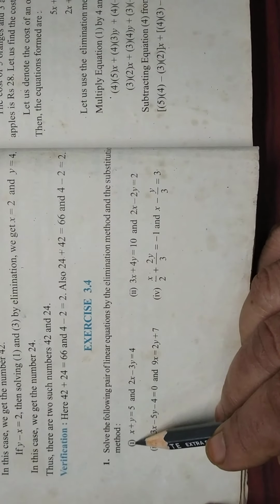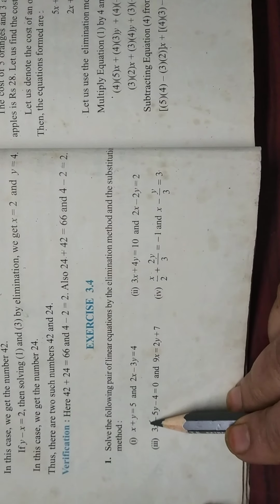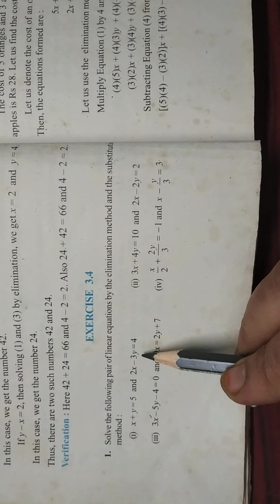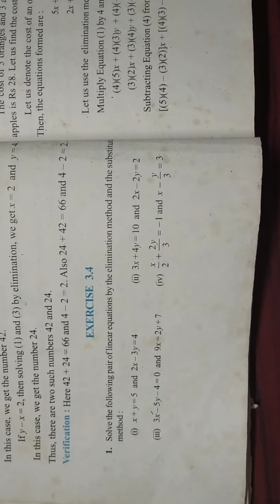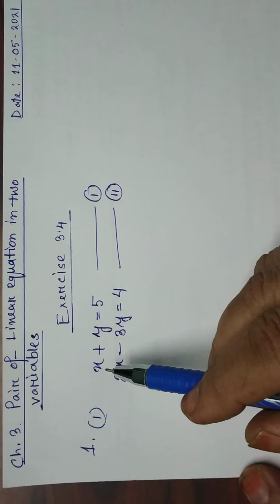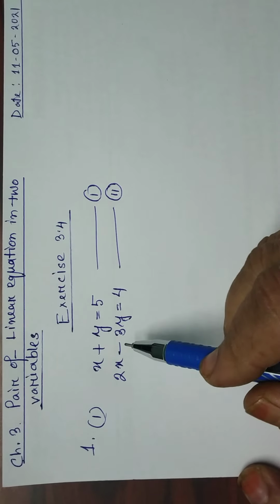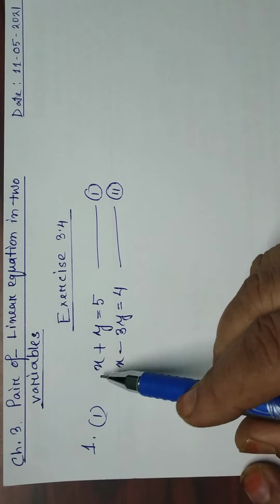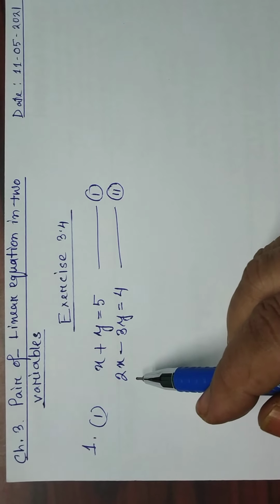Now we will take exercise 3.4, question number 1. Here the equations are given: x plus y equal to 5 and 2x minus 3y is equal to 4. We have to solve this sum by the elimination method. Here two equations are given, one is x plus y equal to 5, another is 2x minus 3y is equal to 4. Now first we have to make the coefficients of a variable the same.